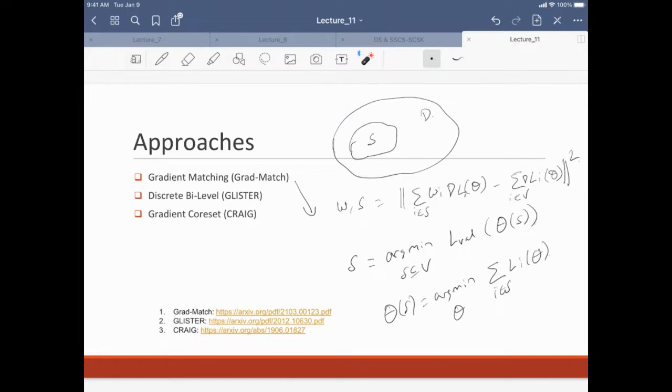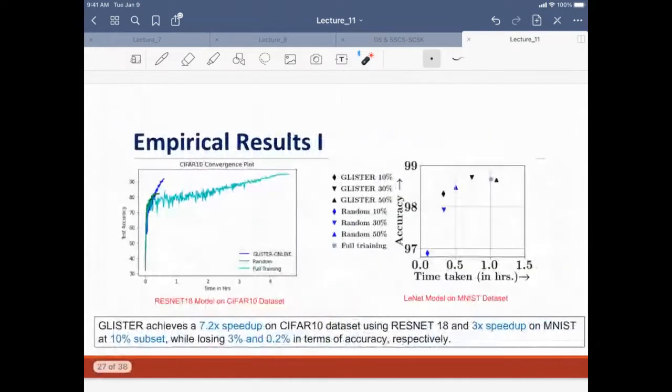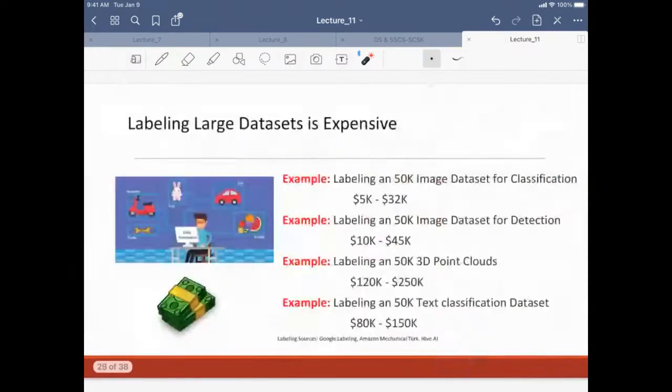So this is the basic idea of subset selection: we want to obtain subsets of data that we can actually match to the entire set. In fact, this is work done by Krishateja, who is attending the class. So he'll be covering some of this work in his presentation next week. This is some empirical results, but I'll skip this in the interest of time.